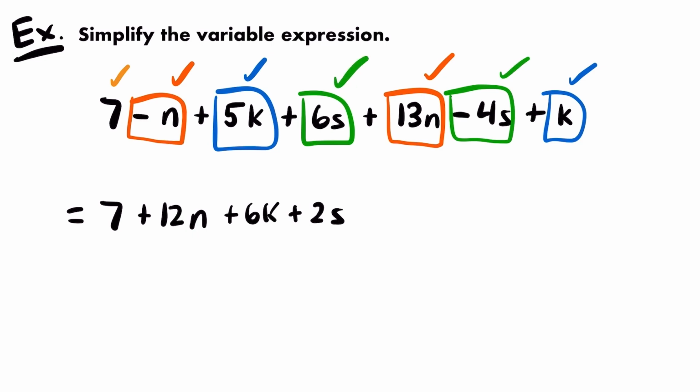We have now accounted for all of the variable terms and the constant term in this variable expression and have simplified it to look like this. Okay, so we were able to go from a variable expression that has 1, 2, 3, 4, 5, 6, 7 terms to a variable expression that has 1, 2, 3, 4 terms. Okay, so clearly you can see that combining like terms does make variable expressions simpler. Let's take a look at another example.